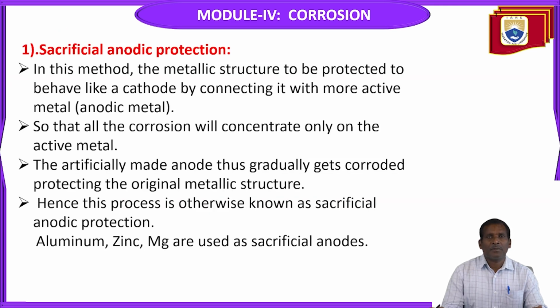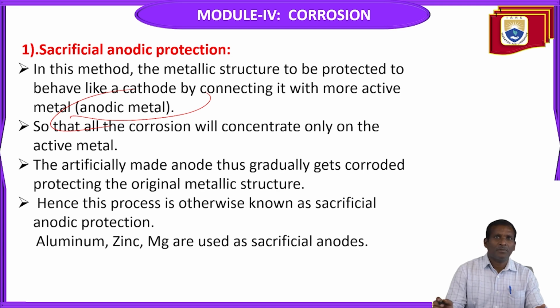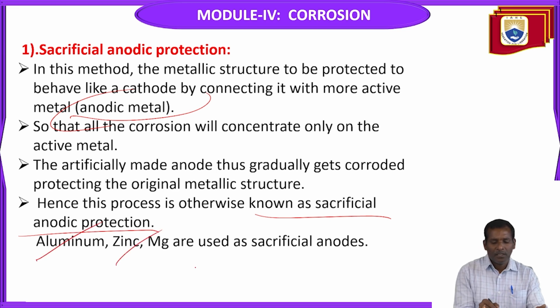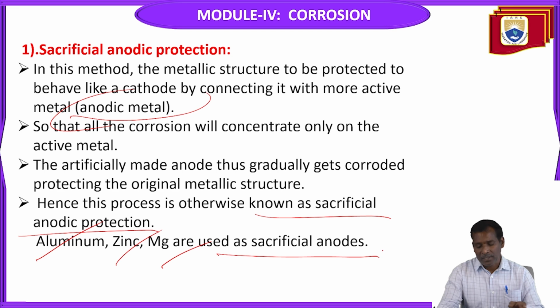In sacrificial anodic protection, the metallic structure to be protected is made to behave like a cathode by connecting it with a more active metal, which is called the anodic metal. So all the corrosion concentrates only on the active metal. The artificially made anode thus gradually gets corroded, protecting the original metallic structure. Hence this process is known as sacrificial anodic protection. Aluminium, zinc, and magnesium are used as sacrificial anodes.